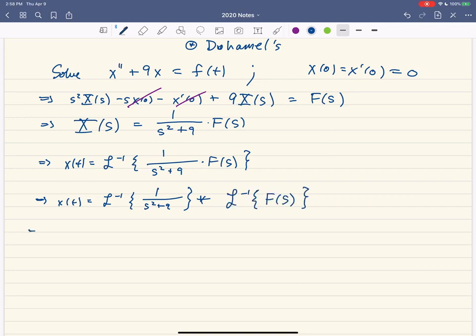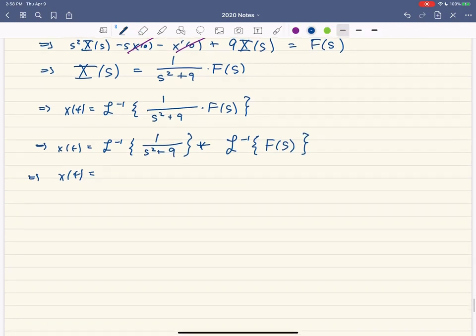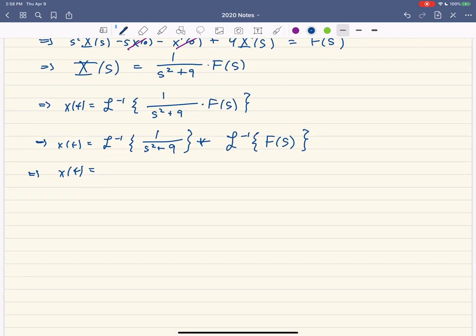And so that tells us that our solution, little x, is going to be the inverse Laplace transform of 1 over s^2 + 9. This is a 9. And that's going to be, let's see, we'd have to put a 3 up top, and then put a 1/3 out front. So that would make this 1/3 sine of 3t. And then we convolve that with the inverse Laplace transform of capital F, which is little f.